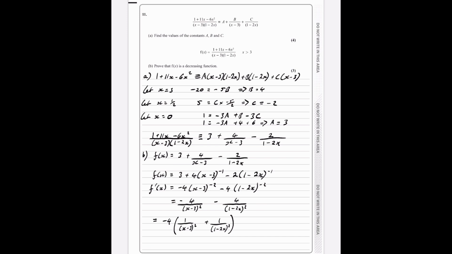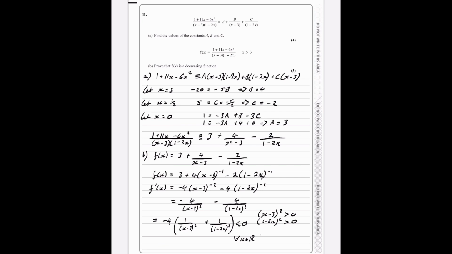To add a little bit more strength to the argument, I'm stating that I'm aware that x minus 3 squared is always positive, that 1 minus 2x squared is always positive, and so the sum of 1 over both of those will have to be positive too, and therefore when you multiply the positive by negative 4, you're going to get something negative for all x in R.